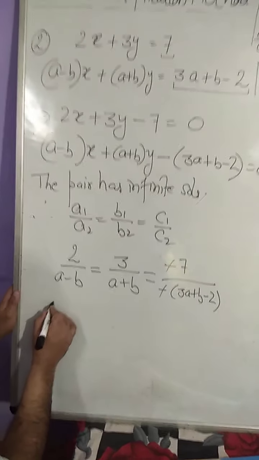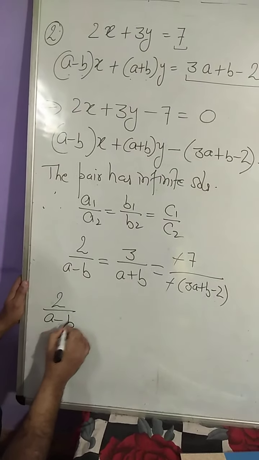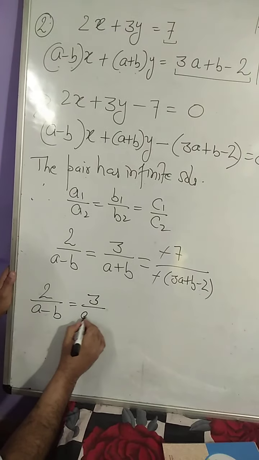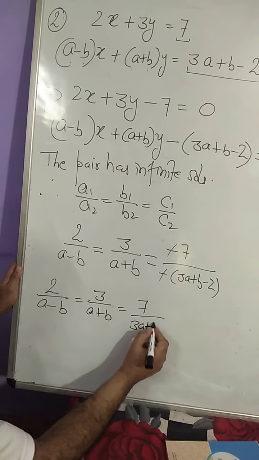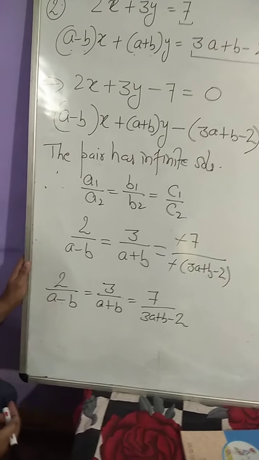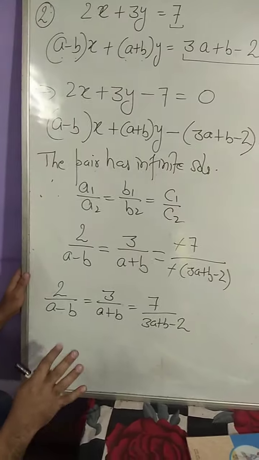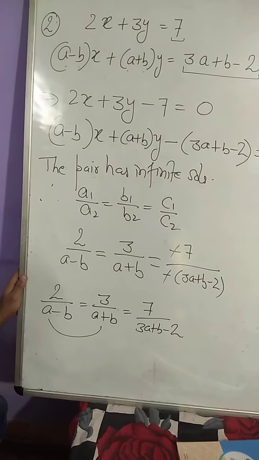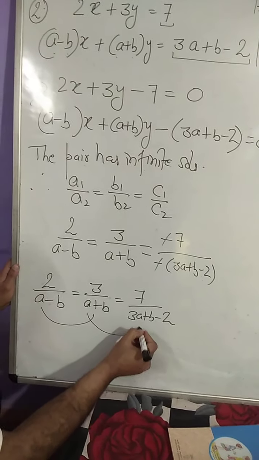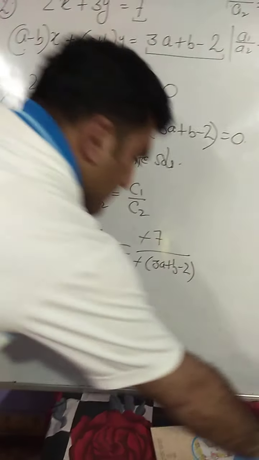What will we do now? And what type of ratios are these? These are equal ratios now. We are asked to find the values of a and b. Here 3 cases arise, but we will take only 2. Firstly, we will take first and second, then we will take second and third. Let us see what we get.